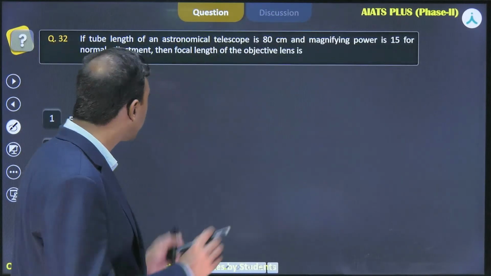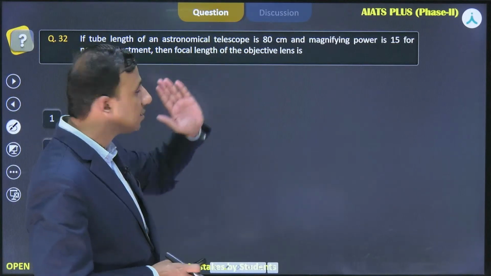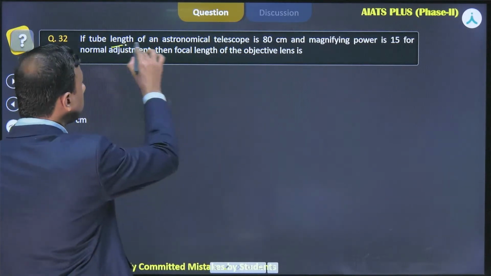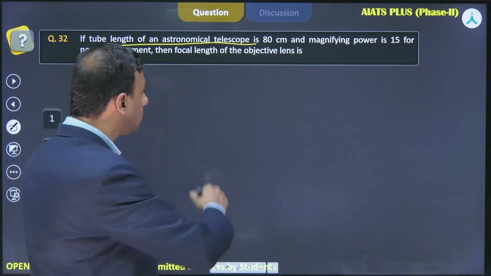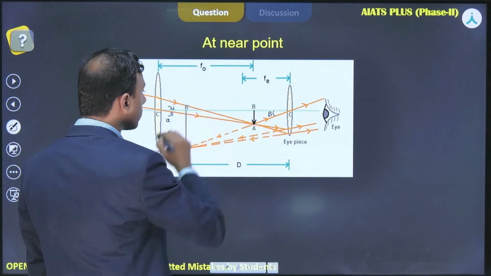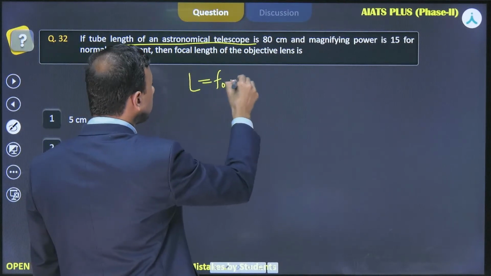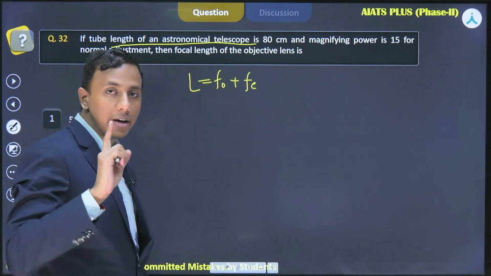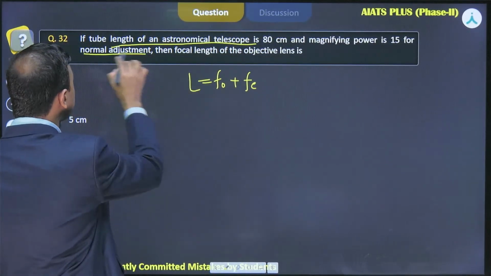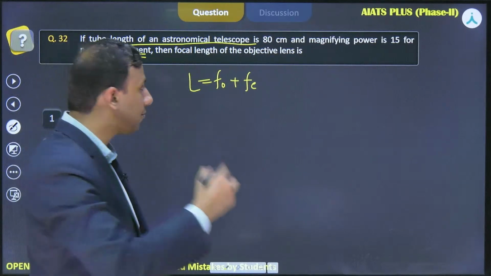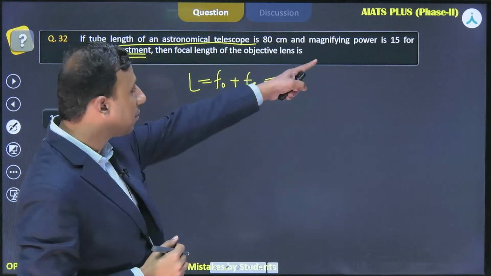Let's do a quick, very simple question. The length of the astronomical telescope is given as 80. But just after seeing that, you cannot write the formula L equal to F naught plus Fe. We will write it only when it is normal adjustment. And it is written, yes. So F naught plus Fe is equal to 80 centimeter. Magnifying power is 15.